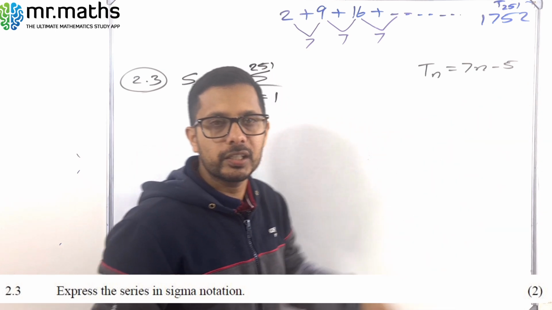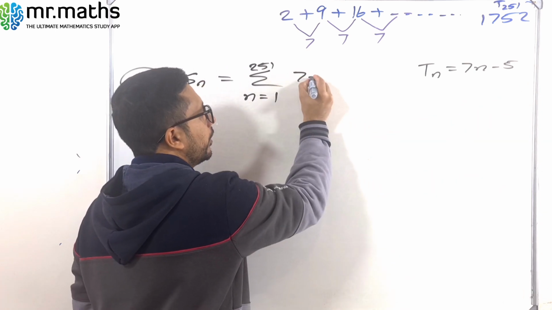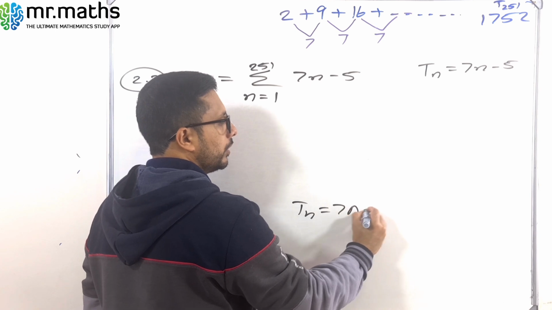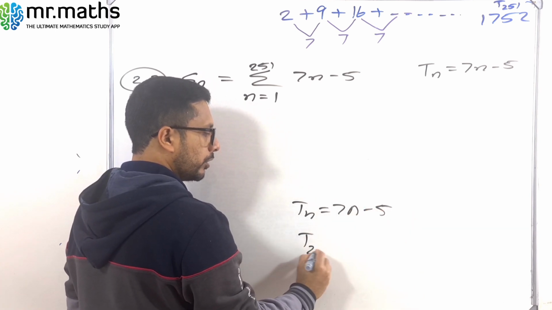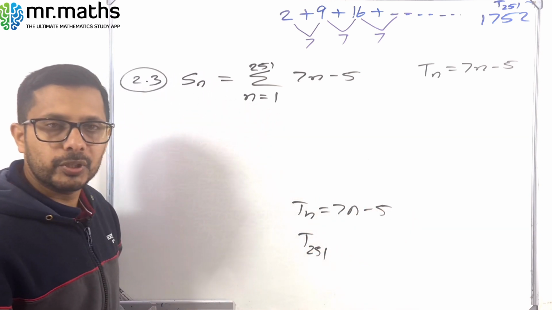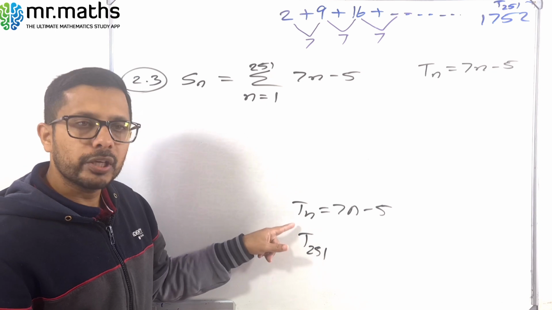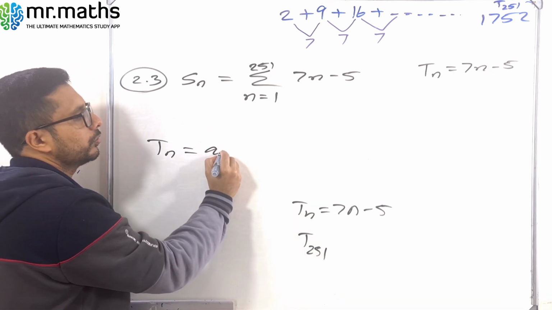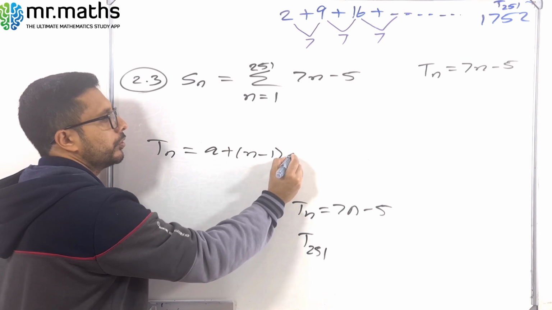Now did you understand why I wrote Tn as 7n minus 5, and after that I substituted 251? Because some of you, I know, directly use in this equation Tn is equal to a plus n minus 1 into d.